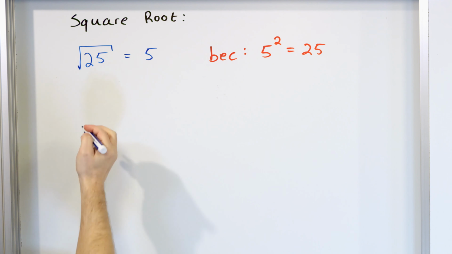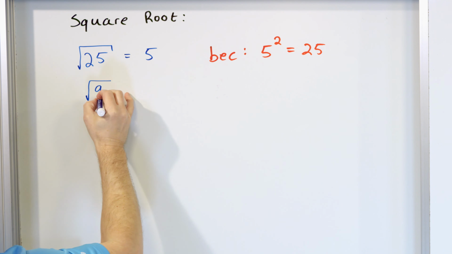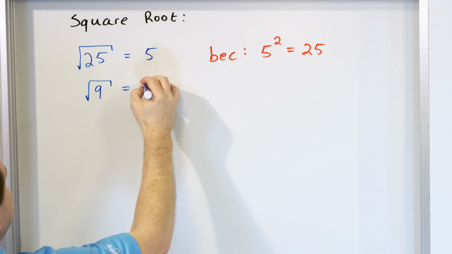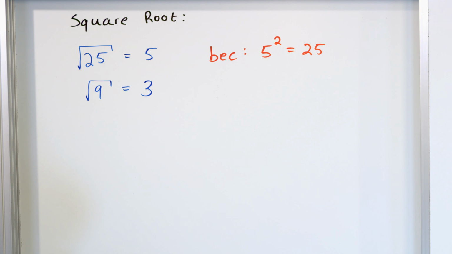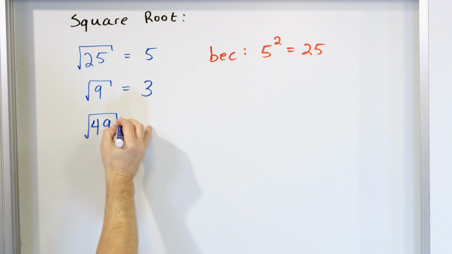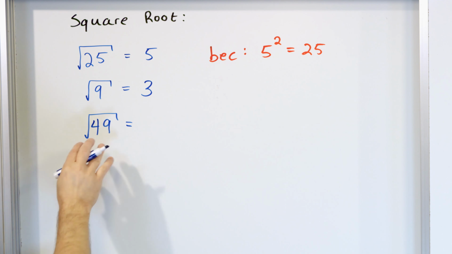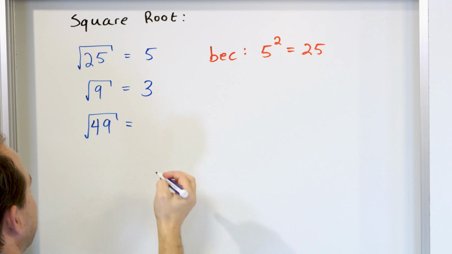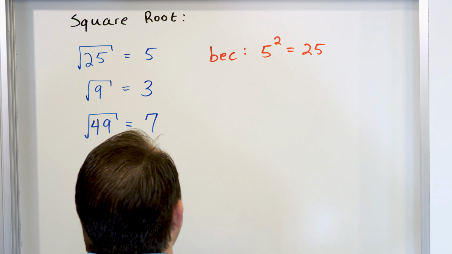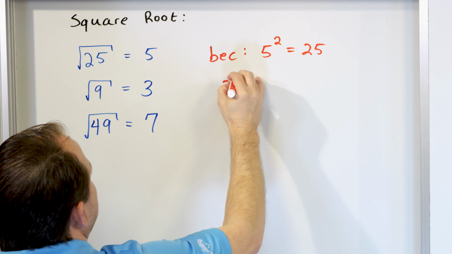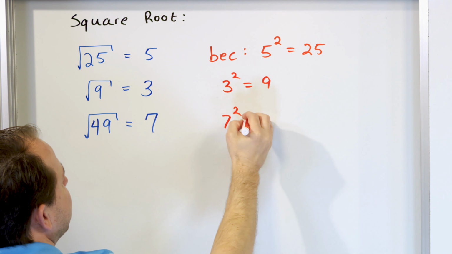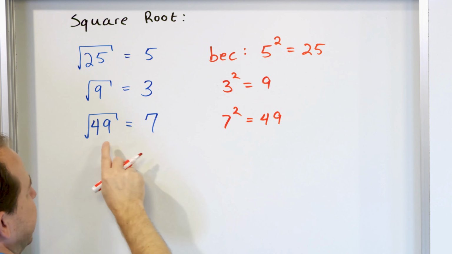So let's take a few more examples. What would be the square root of 9? What number would I have to multiply by itself to give me 9? 3 is the only thing that works, right? What if I have the square root of 49? What number times itself gives you 49? Well, that 49 should ring a bell. 7 times 7 is 49, right? So because 3 squared is 9, that's the reason this is true. Because 7 squared is equal to 49, that's the reason this is true.